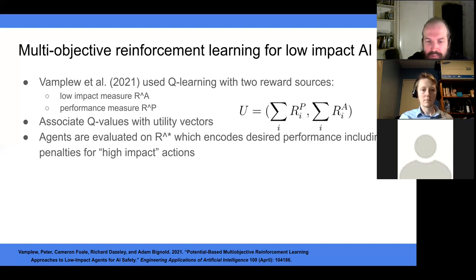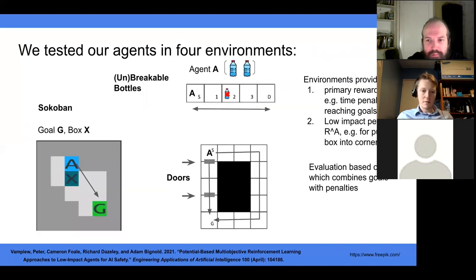But on the other hand, the agents are also evaluated on a third measure, which is called R star. And this encodes the desired performance of the agents, which includes penalties for, for example, high impact actions, or those actions that are considered high impact. Right, so the agent is able to learn off our low impact measure RA and performance measure RP, but then we're evaluating the ultimate performance on R star.